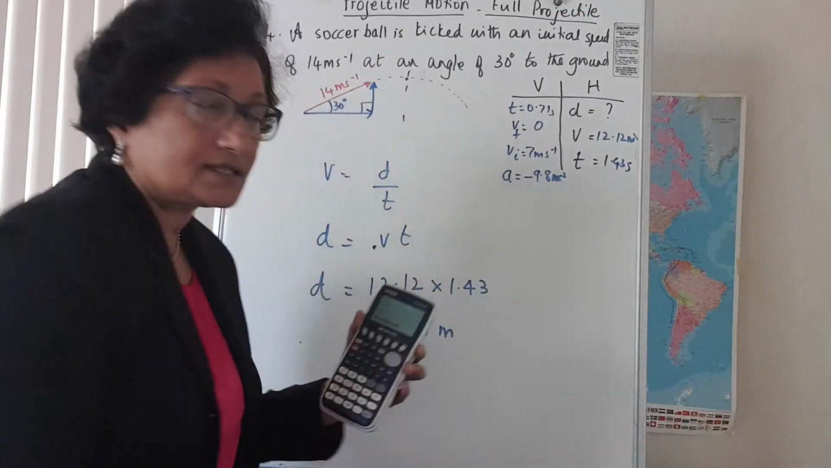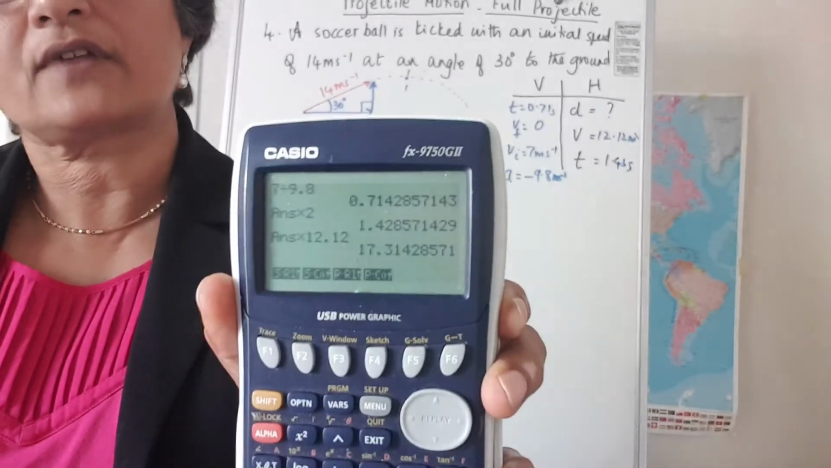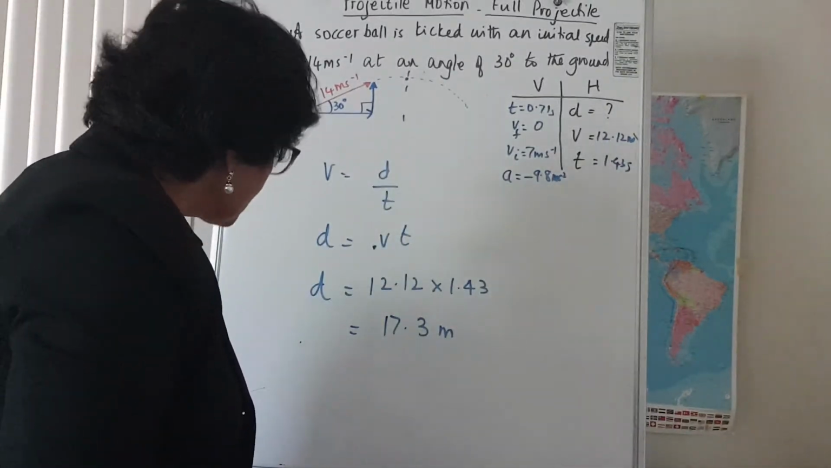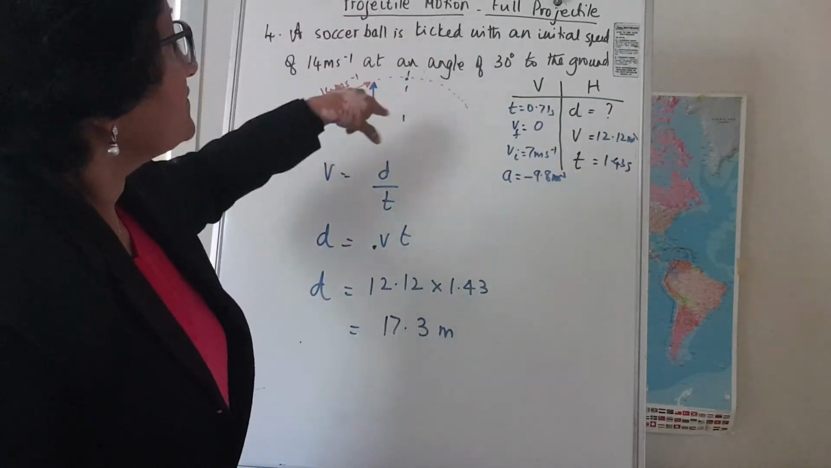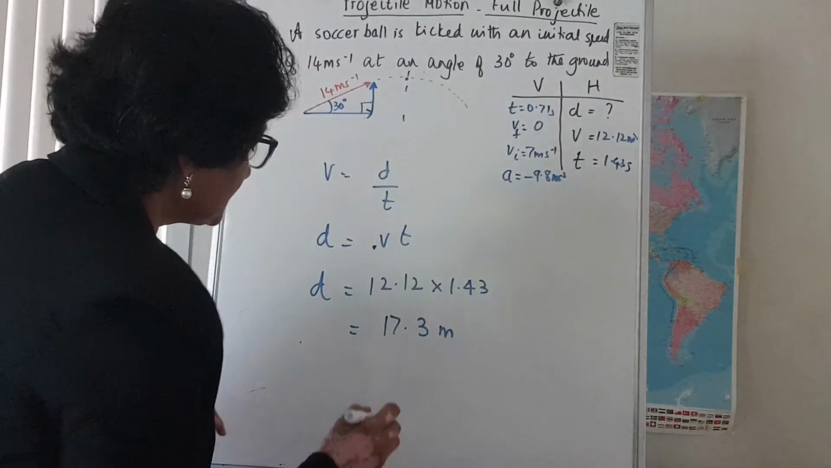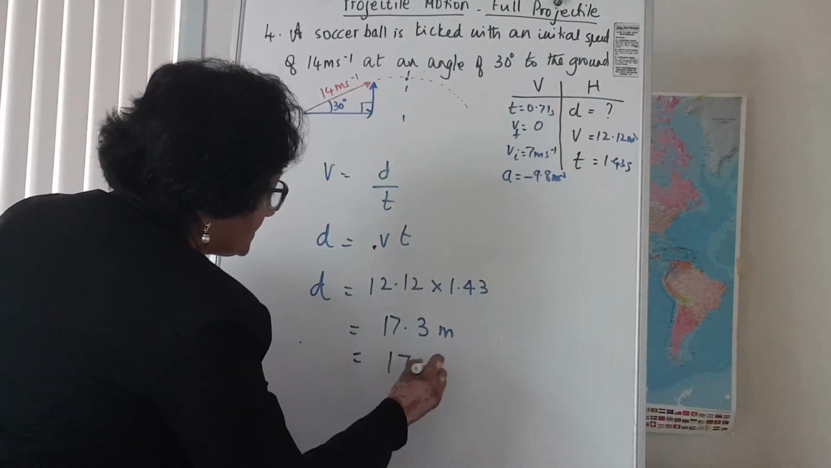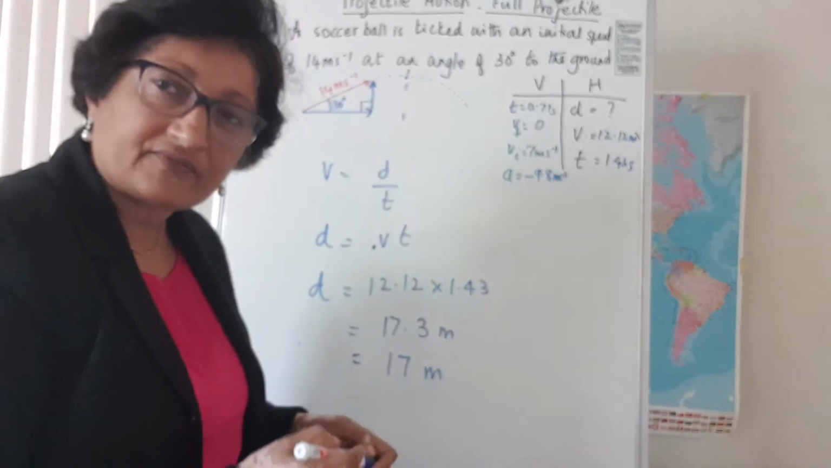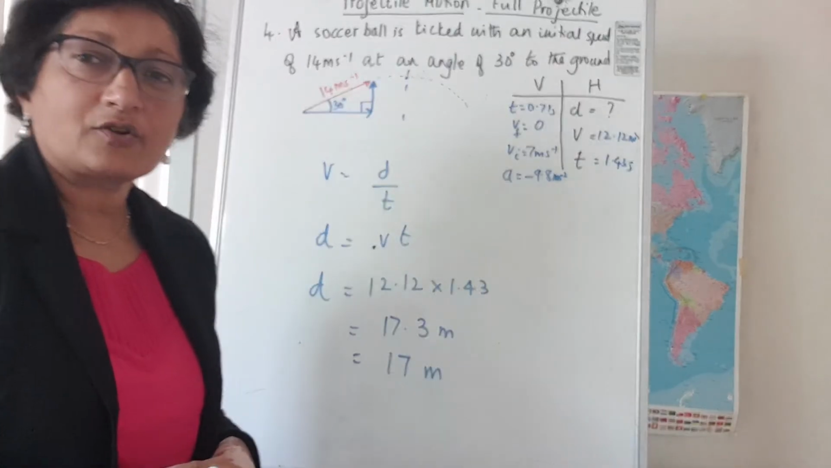You should always use unrounded numbers in your calculations, and then your final answer should be given to the least number of significant figures in the question. So it should be to 2 significant figures. So I can write my final answer as 17 meters, but always show the unrounded number first. So I hope that made sense.